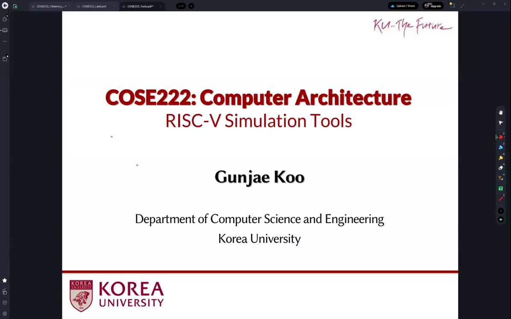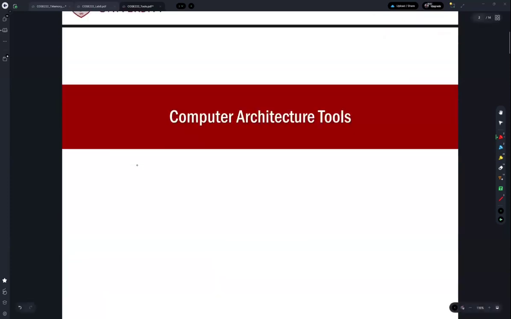And then I will explain about the Lab 6 assignment. First I will explain about the simulation tools, and then I will explain about the lab assignment, and then we will discuss about the memory hierarchy. So let's discuss about the simulation tool in computer architecture research.